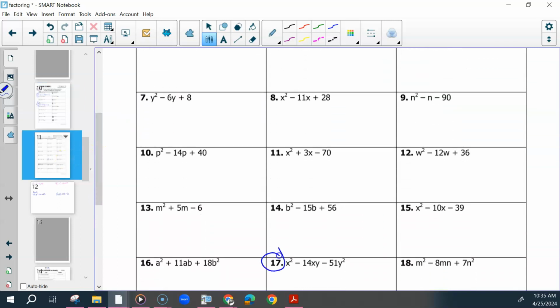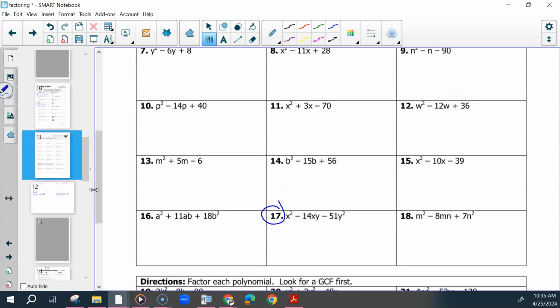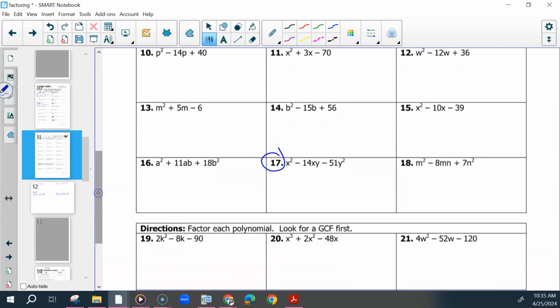Any others in that section, and then we'll do some of the bottom ones. So the ones with 2 variables work similarly, but you're just going to have 2 variables in your factors. So we need to find 2 numbers that multiply to be 51. If you're not sure in your calculator, start dividing by 1, by 2, by 3, keep going. Seventeen and 3.